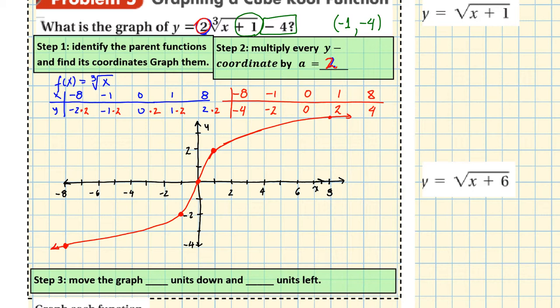For the second one, same thing. -1, -4. So all the way down here. Okay? The one after that is 0. So we move it left 1 unit, 4 units down. The one after that is 1. And the last one is this one. So 1 unit to the left, 4 units down.